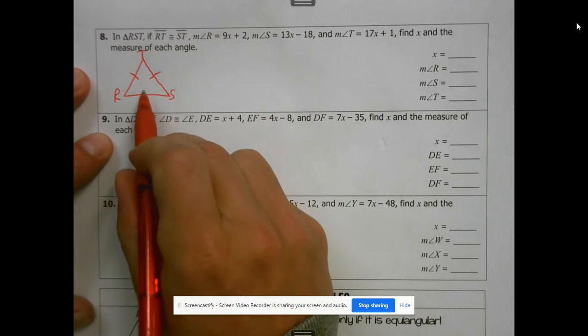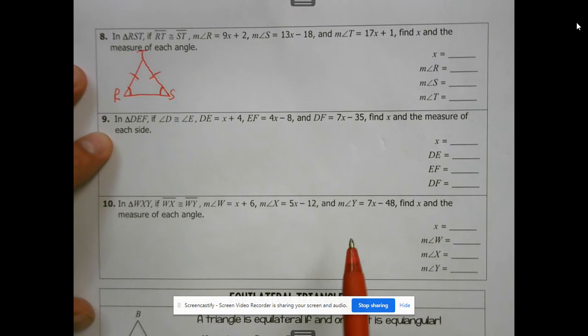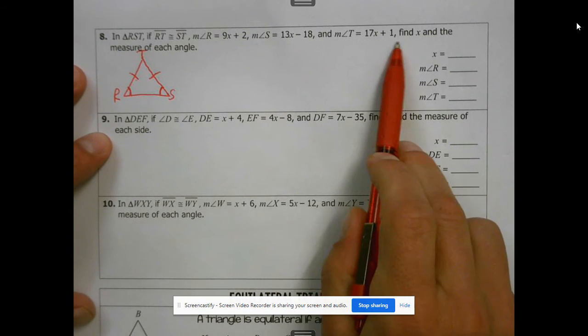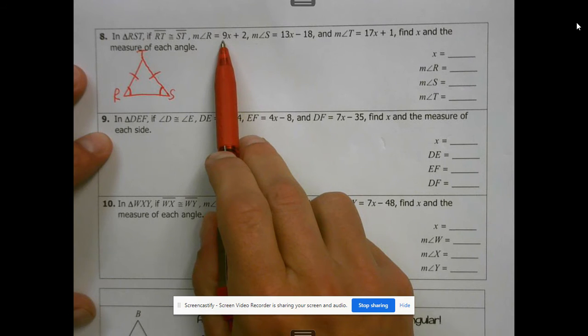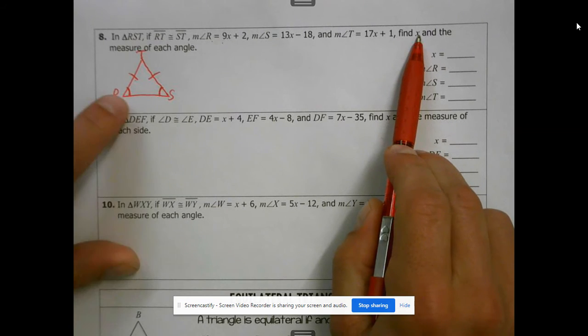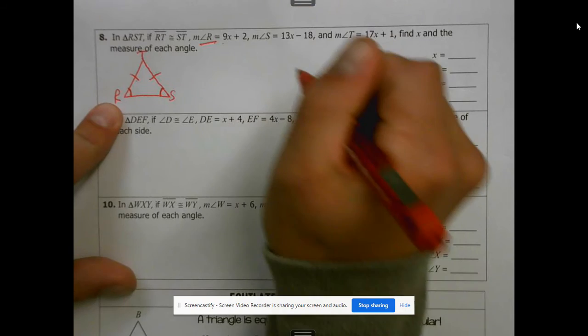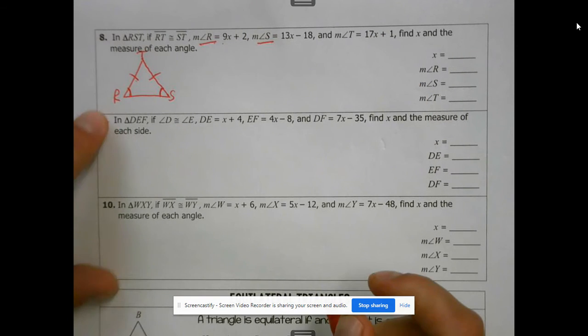And then right away, I also know, since I have congruent legs, that angle R is going to be congruent to angle S. All right. And then it gives us all 3 angles, angle R, angle S, angle T. We got to solve for x and plug it back in, right? So my diagram, I know I'm going to set angle R equal to angle S since they're congruent.